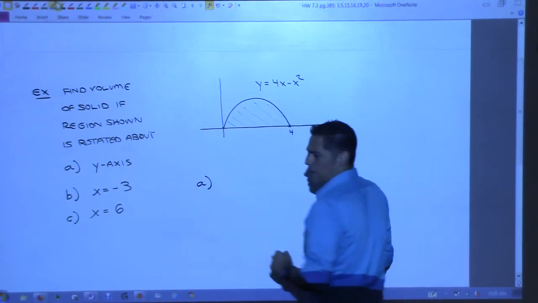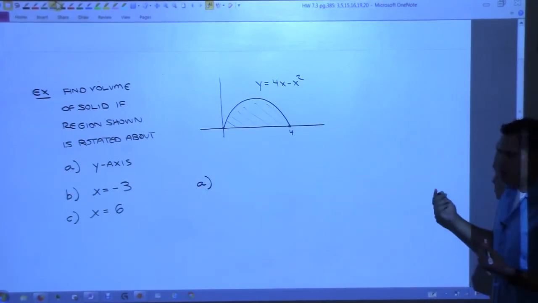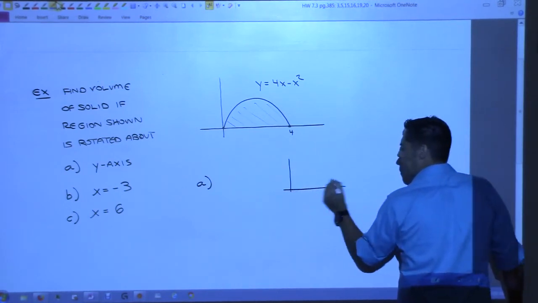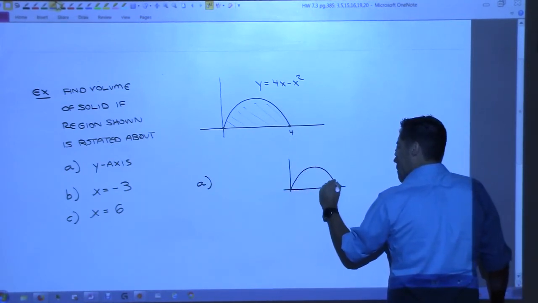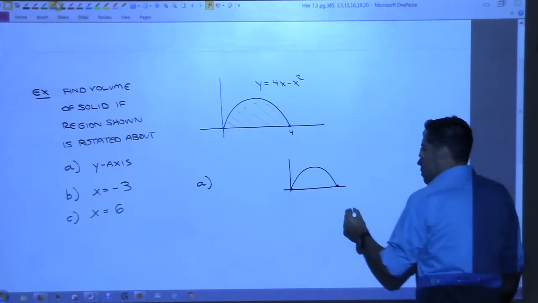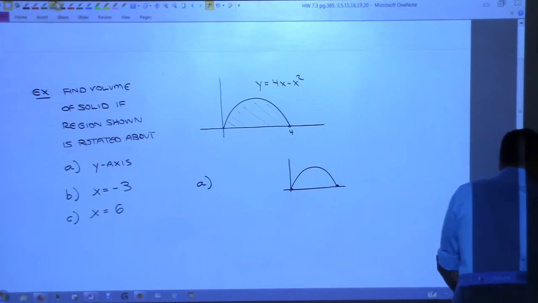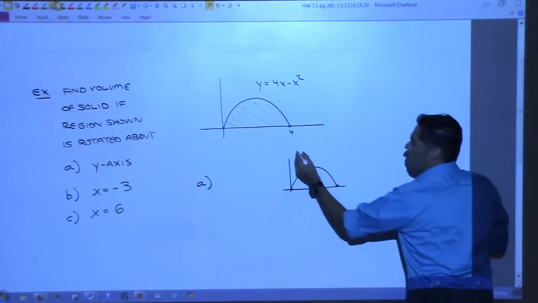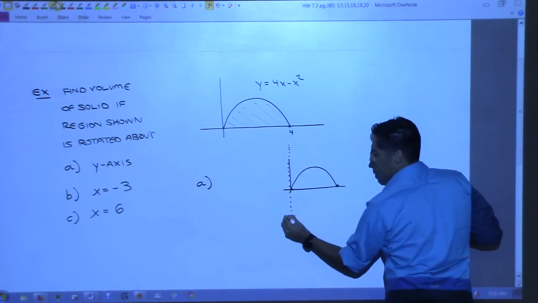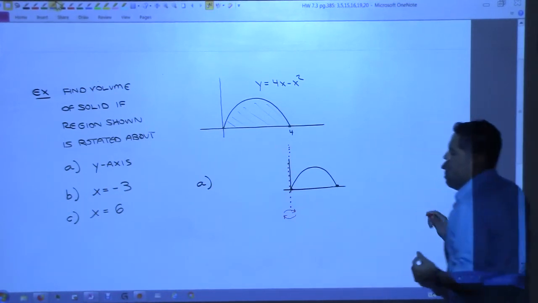I'm going to wind up drawing this picture 3 times. All right, so let's just kind of get used to that idea. Here's my region. And my axis of rotation is actually the y-axis for part A, right? Which is this. So I'm trying to rotate this around that axis.